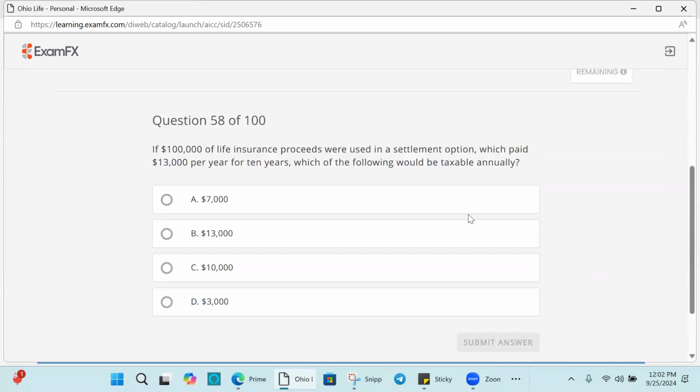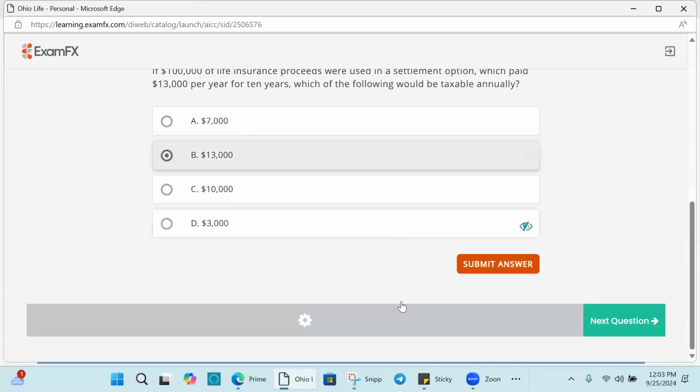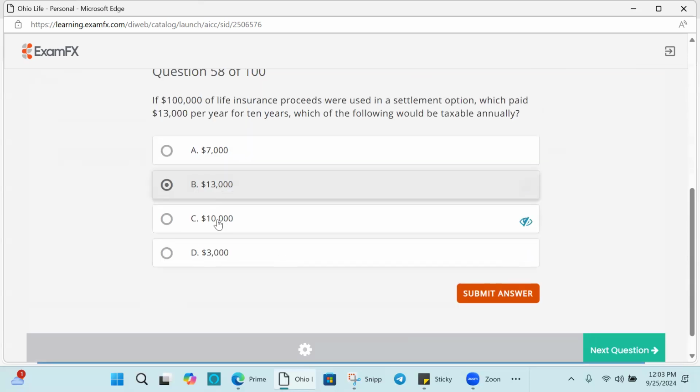If $100,000 of life insurance proceeds were used in a settlement option which paid $13,000 per year for 10 years, which of the following would be taxable annually? That's 13,000. Which of the following would be taxable annually? Yeah, 13.